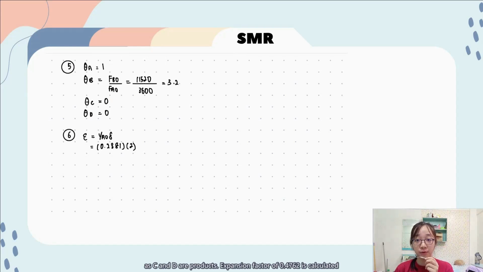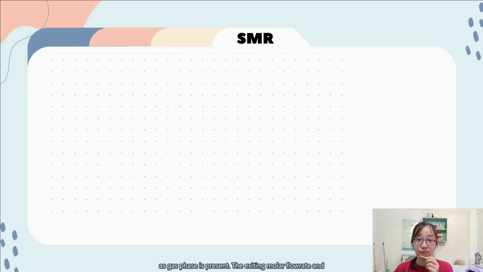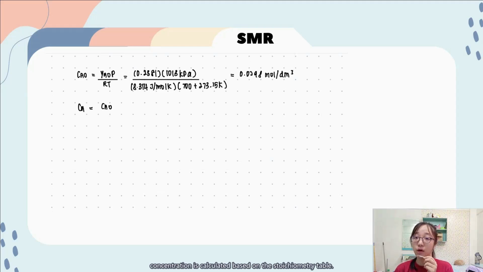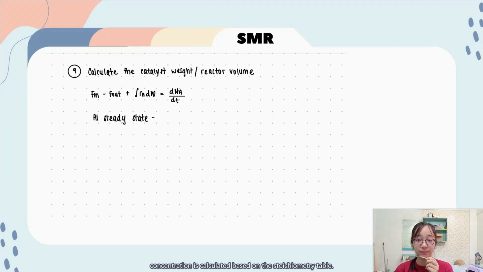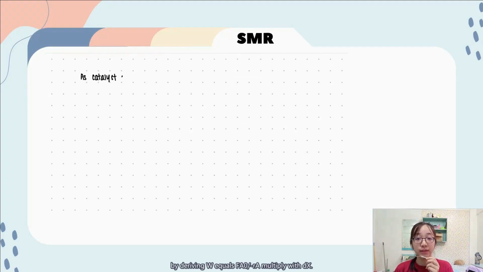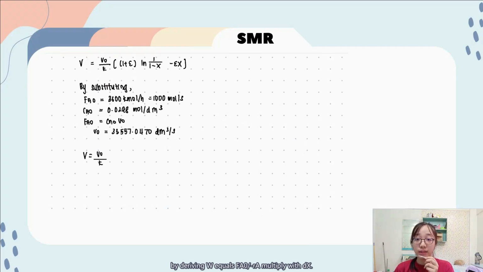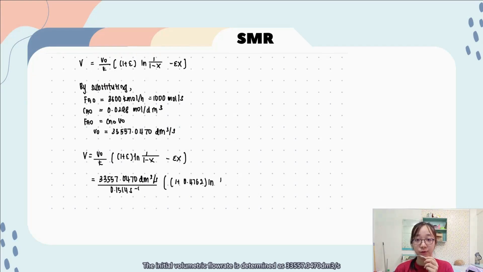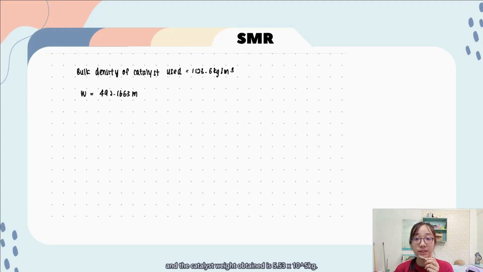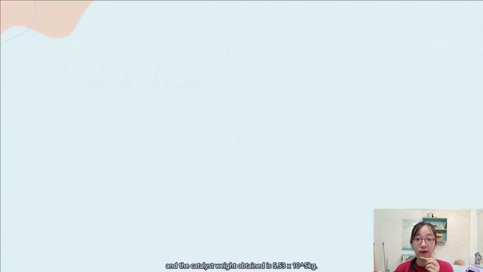Expansion factor of 0.4762 is calculated as gas phase is present. The molar flow rate and concentration are calculated based on stoichiometry table. Last step is to calculate the catalyst weight and reactor volume by deriving W equals FA0 divided by negative rA multiplied with delta X. Initial volumetric flow rate is determined as 33557.0470 decimeter cube per second and catalyst weight obtained is 5.53 times 10 to the power 5 kg.